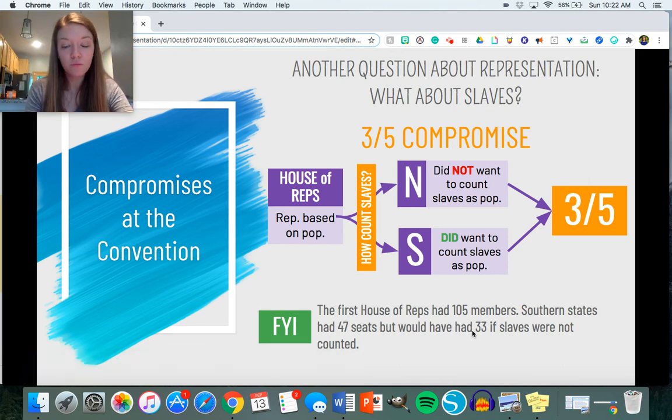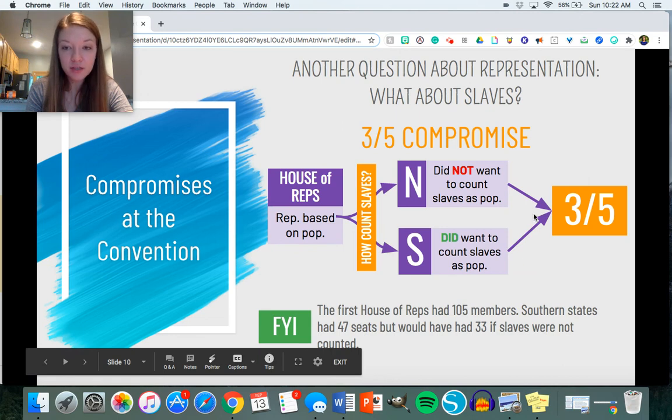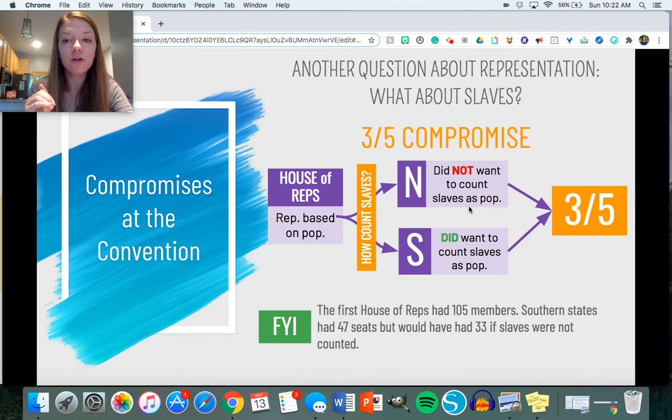So really, we're seeing that this compromise is going to satisfy both the North and the South in terms of counting slaves toward representation. This will be fixed by the 14th Amendment, because I'm sure some of you are sitting there and you're like, we're only counting 3 out of every 5 people. I thought everyone should have the right to vote. They do. This is fixed by the 14th Amendment, which gives everybody equal citizenship and equal representation.